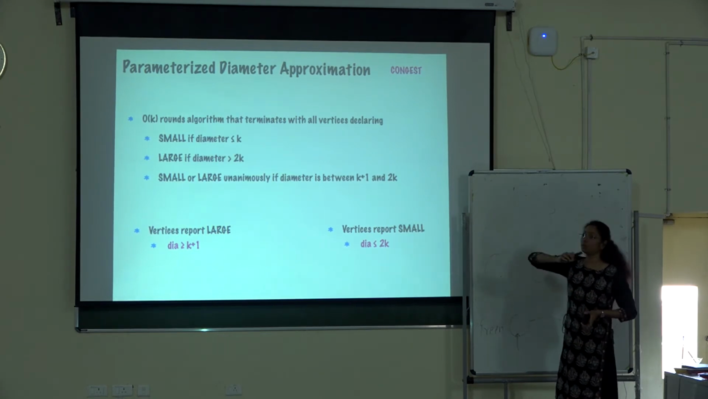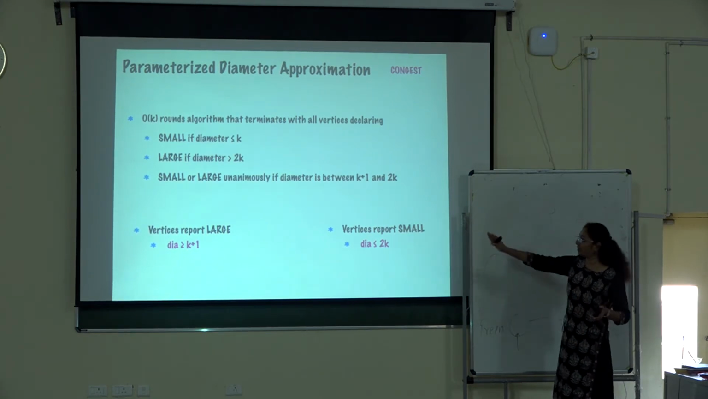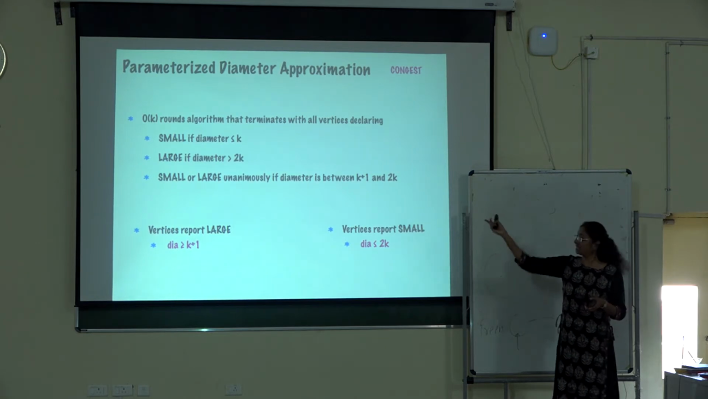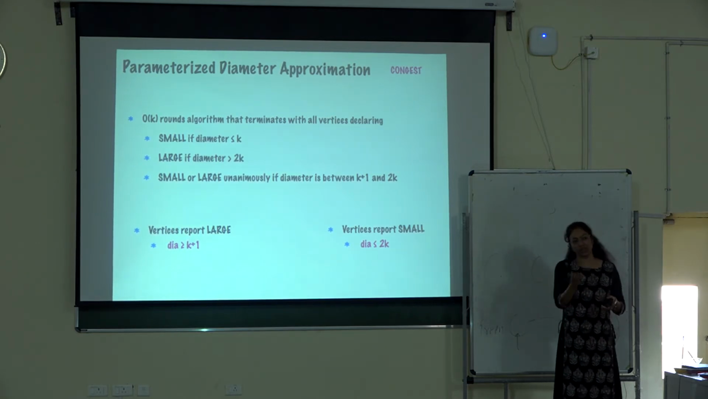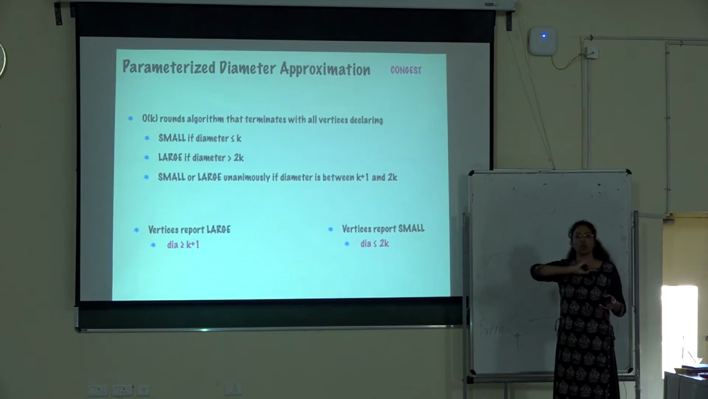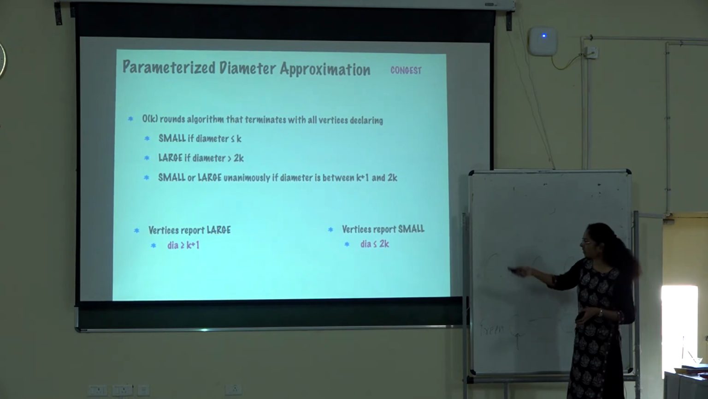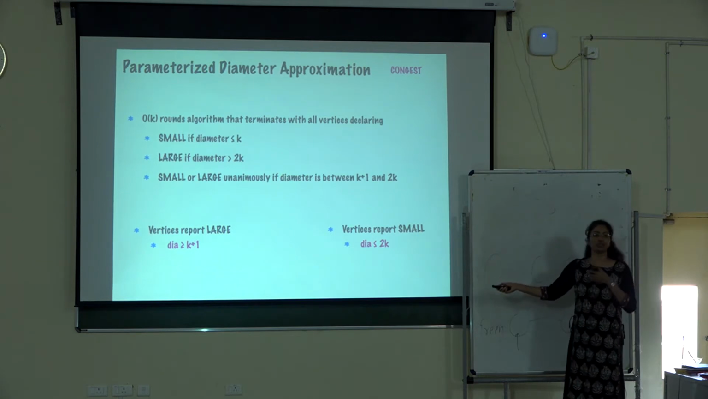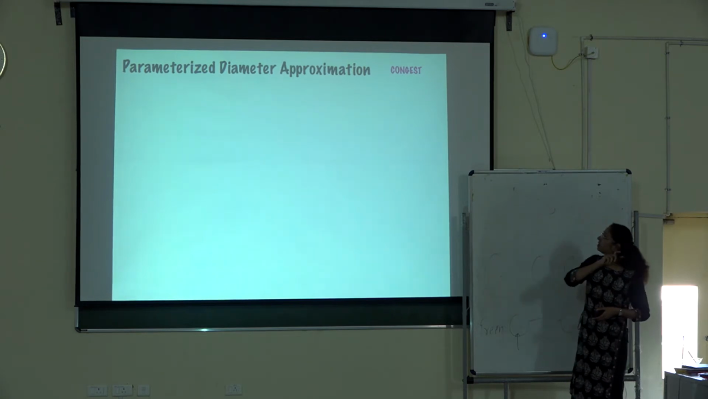All the vertices should say small if the diameter of the graph is very small, that is at most k. All vertices should say large if the diameter of the graph is greater than 2k. In the other case, when the diameter is between k plus 1 and 2k, we can say small or large, but we have to be uniform. All of us should either say small or all of us should say large. So if we say large, the diameter is at least k plus 1. If we say small, the diameter is at most 2k. This is what we want.